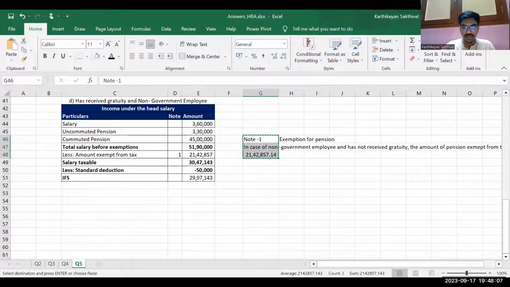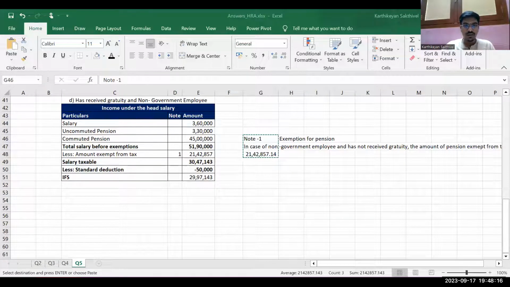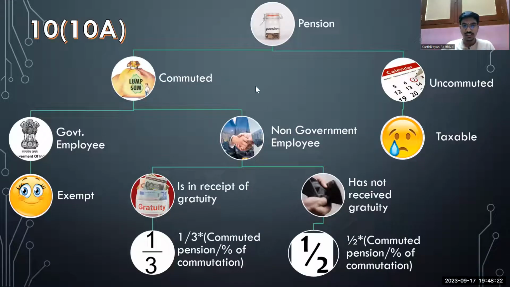Shall we go to the next part now? Are the provisions related to pension clear? Yes, yes, sir. Now we'll go for provisions in relation to gratuity, right?